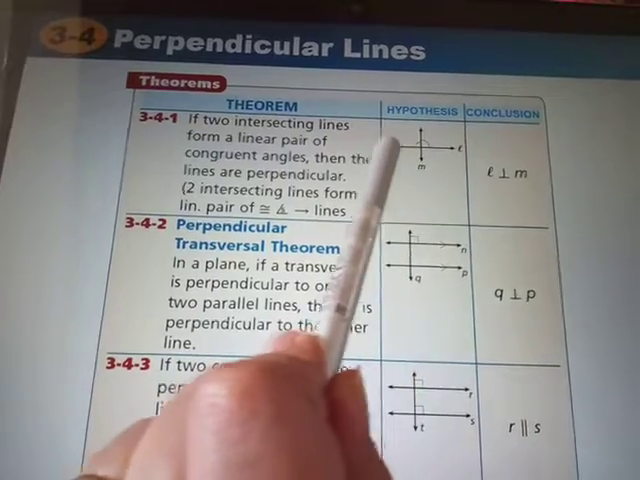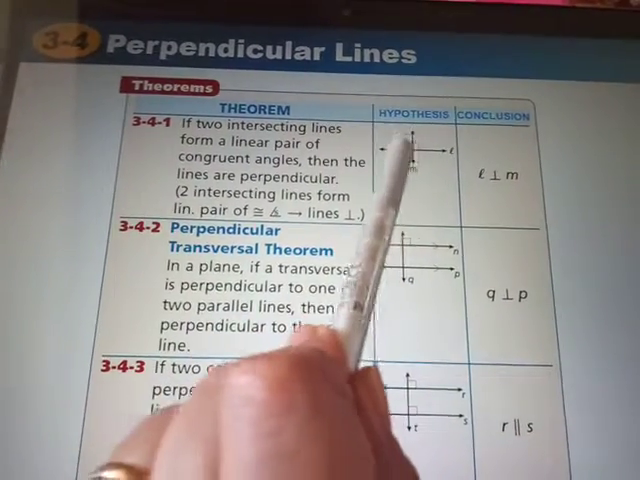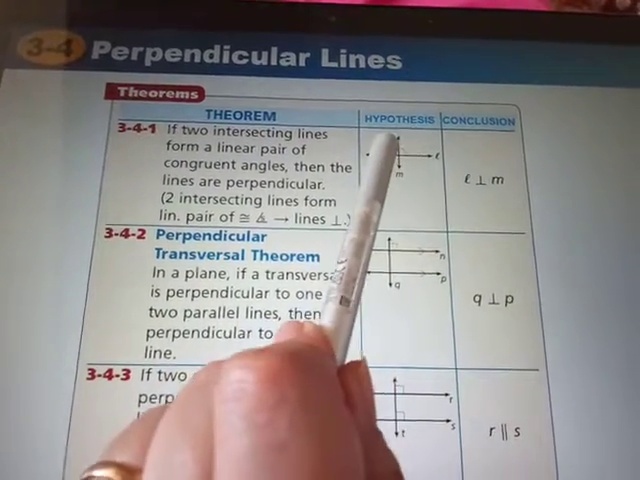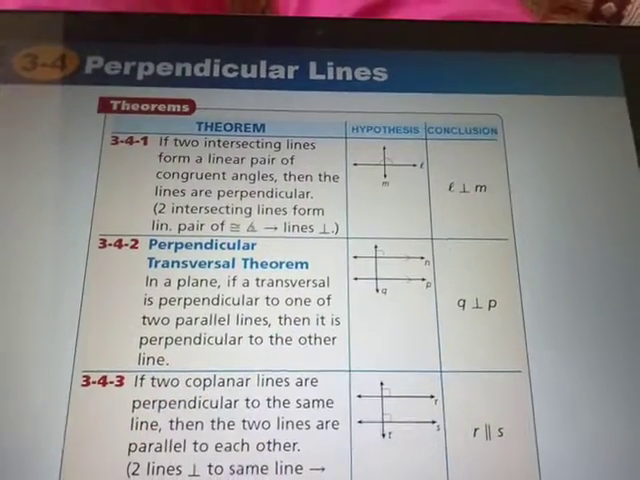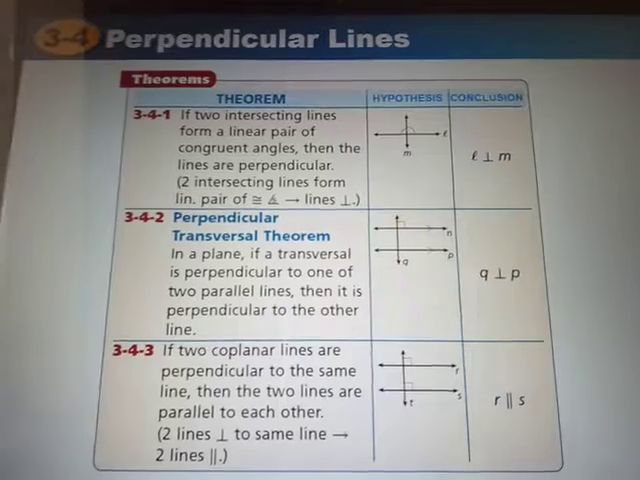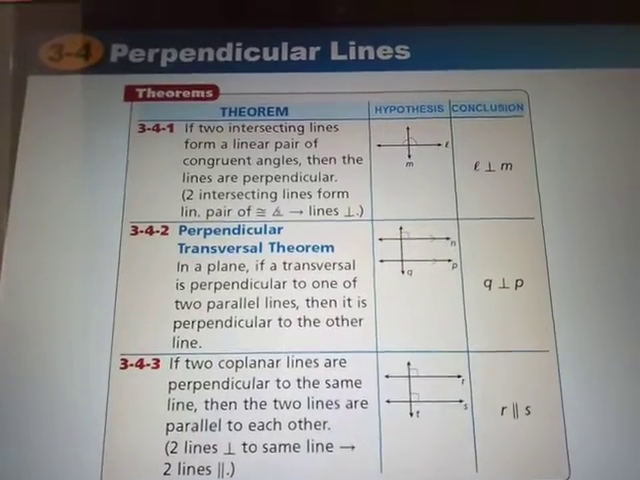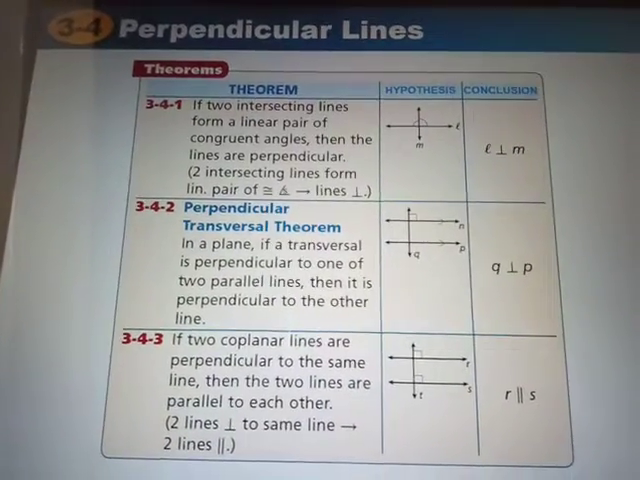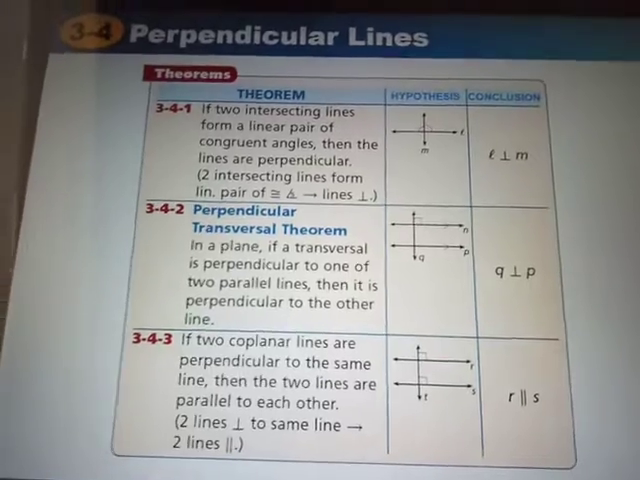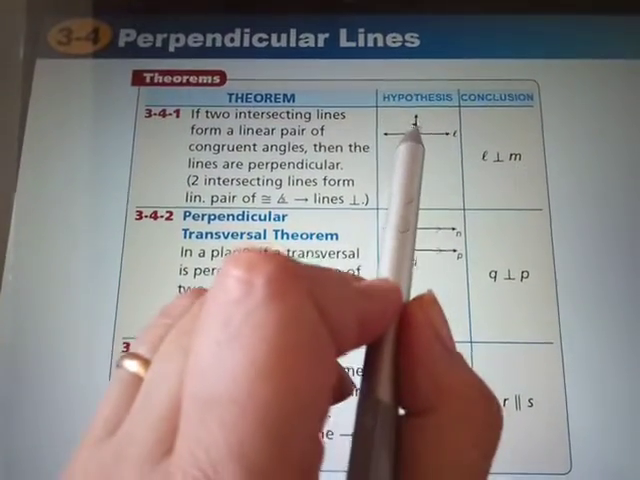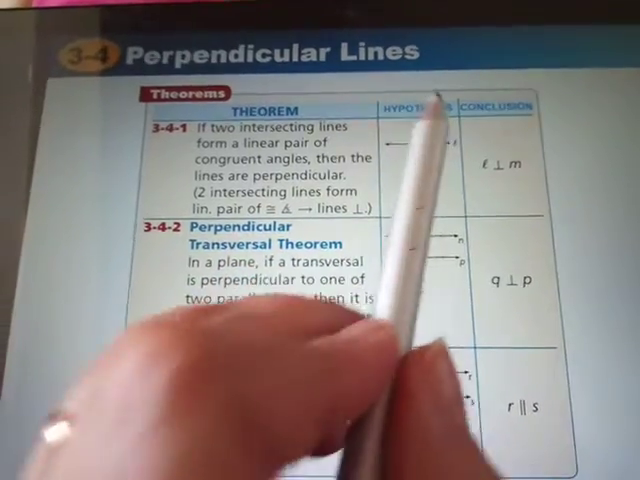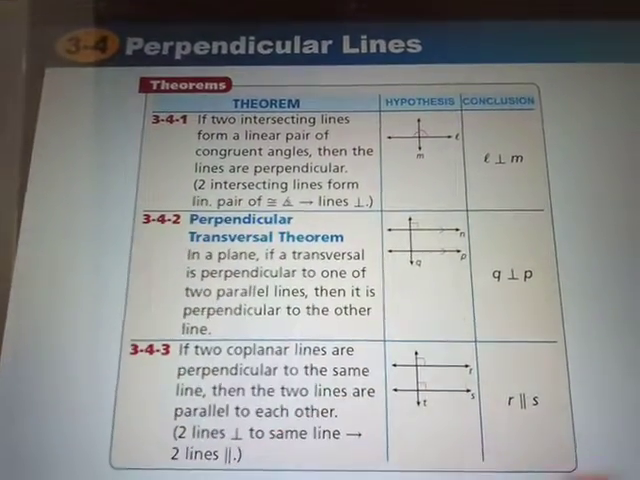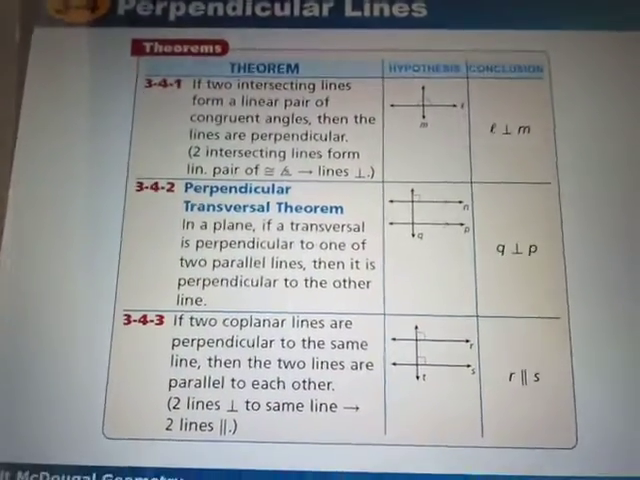So we have a linear pair and we have two angles. Two angles form a linear pair and they are congruent. Linear pair means the summation of them equals 180, and congruent means equal in measurement. So here this must be 90 and 90, because the two angles are equal and the summation of them equals 180, so it's 90.